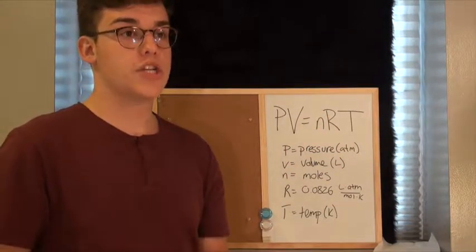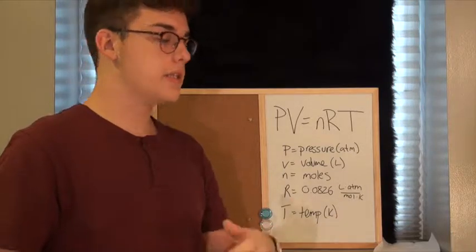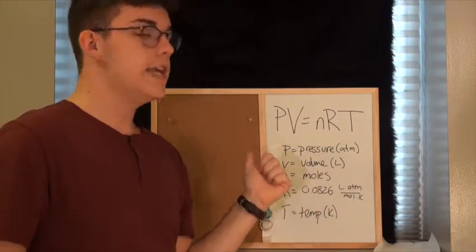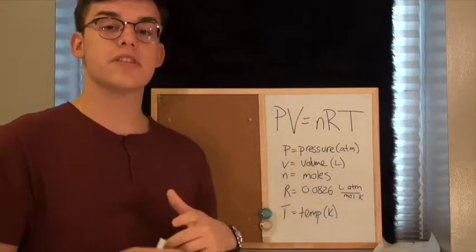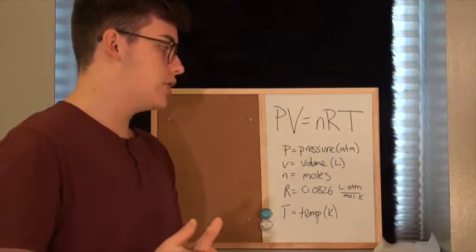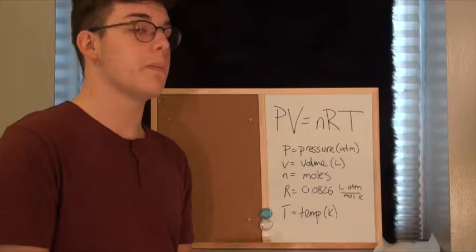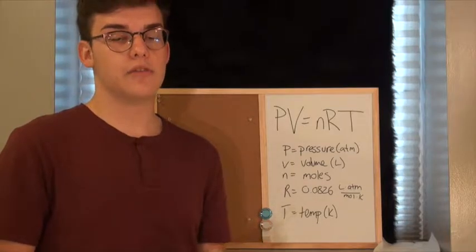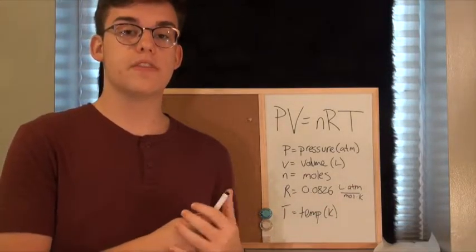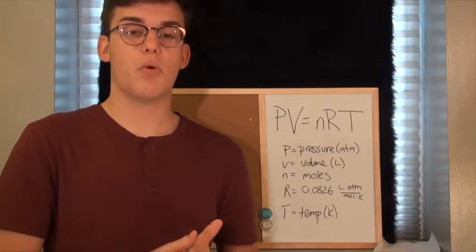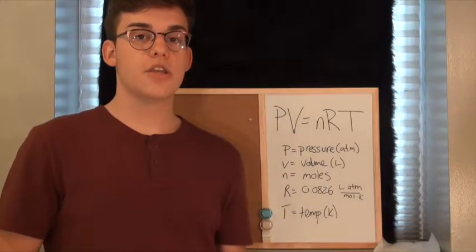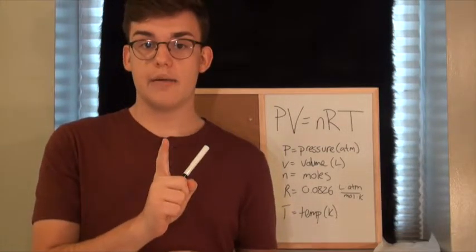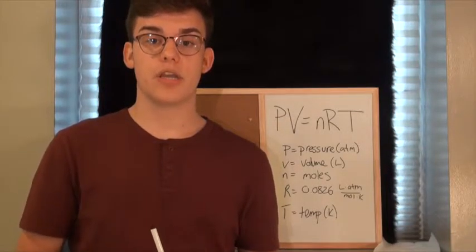So in a very basic situation without doing any conversions, P is pressure in ATM, V is the volume in liters, n is the amount of moles of substance, R is the universal gas constant, which is 0.0826 liters times ATM over moles times Kelvin, and T is temperature in kelvins, not degrees Celsius, but kelvins. Kelvin is actually another unit of temperature, which is just 273.15 plus degrees Celsius. You should also know that at STP, or standard temperature and pressure, the pressure is equal to 1 atm and the temperature is equal to 273 degrees Kelvin.